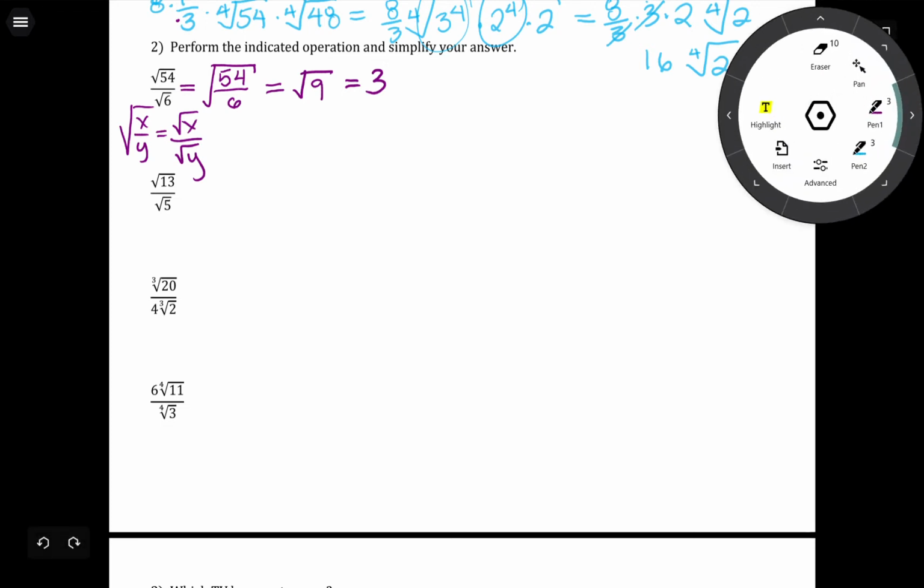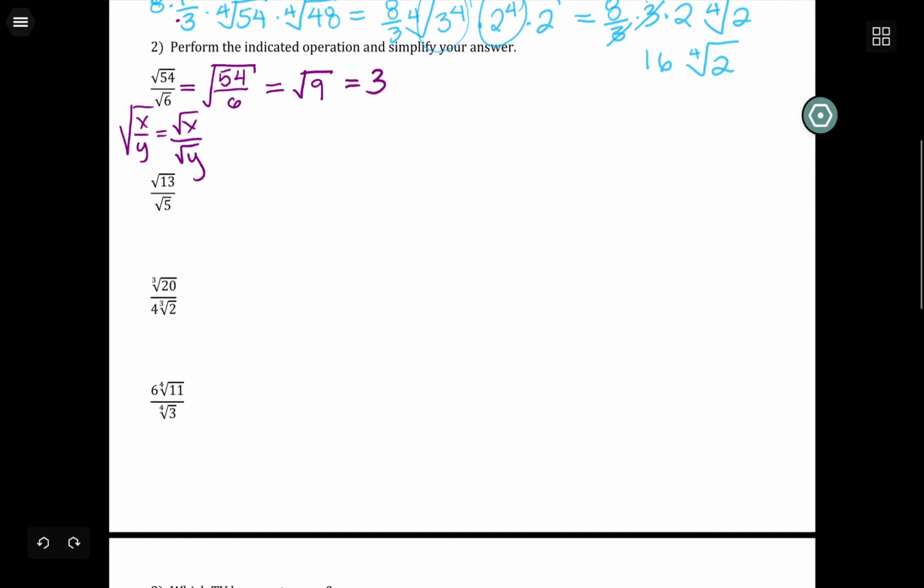So here, let me switch colors. For example, in this next one, I could mush that together and say, oh, that's root 13 over 5. But then I'm completely stuck because I can't reduce the fraction. And having a fraction under a radical is considered equally as bad as having a radical in the bottom of a fraction. So that's kind of a no-no. Only want to do it if it allows us to get rid of the fraction or at least simplify it, especially get rid of it.